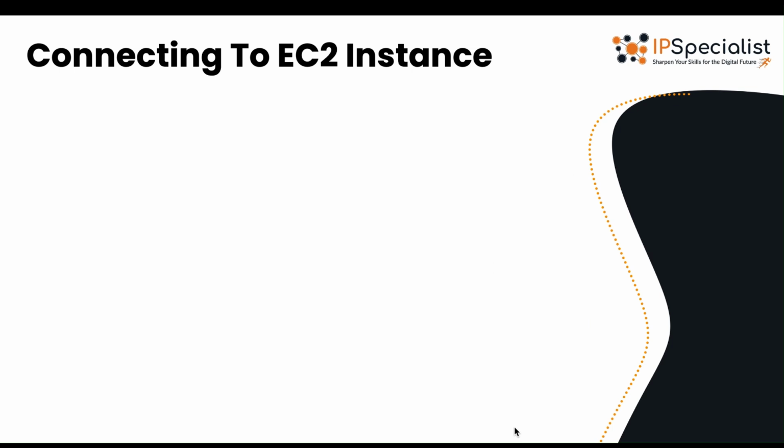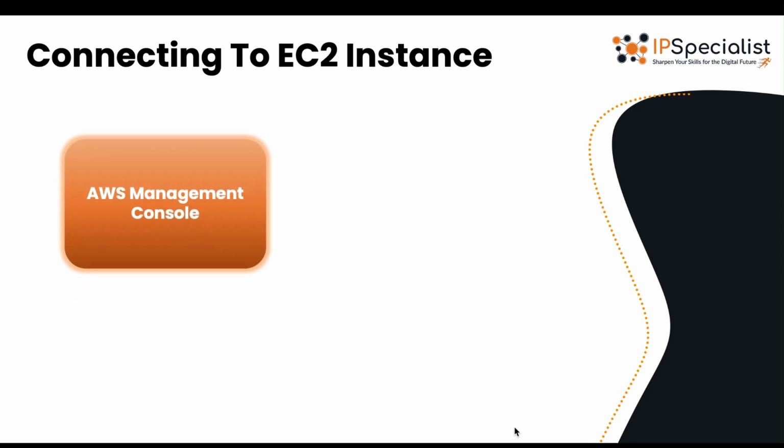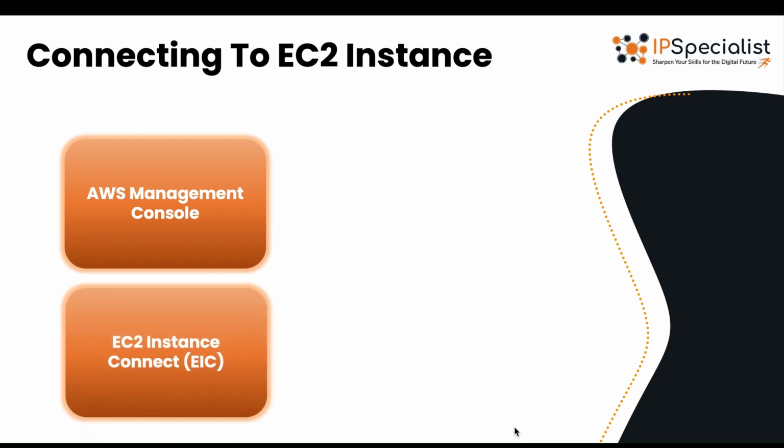Now let's talk a bit about how to access an EC2 instance. There are four ways. The first is through the AWS Management Console, where you can configure and manage your instances in your browser. Then there is EC2 Instance Connect, or EIC, which allows you to use IAM policies to control SSH access into your instances, removing the need to manage the SSH keys.